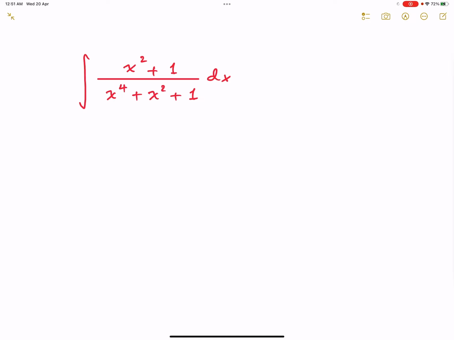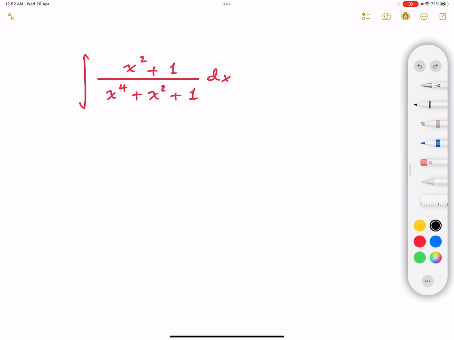In this video, I'm going to teach you how to solve for this indefinite integral. So we have here the integral of (x squared plus 1) divided by (x to the power 4 plus x squared plus 1) dx. Okay, so how can we solve for this?